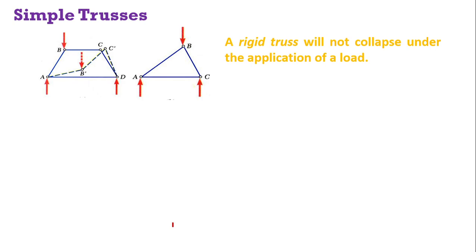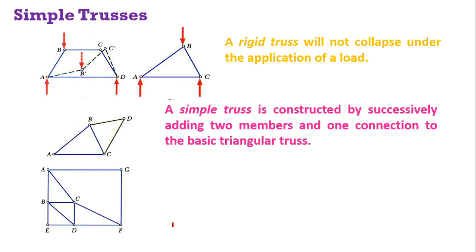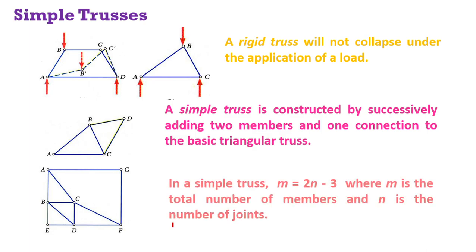So a rigid truss will not collapse, so we have to look for the application of a load. The simple truss is constructed by successively adding two members and one connection to a basic triangular truss. When you're looking for the M, that is the total number of members, and the N is your joints. A, B, C, D, E, F, G, those are our joints.